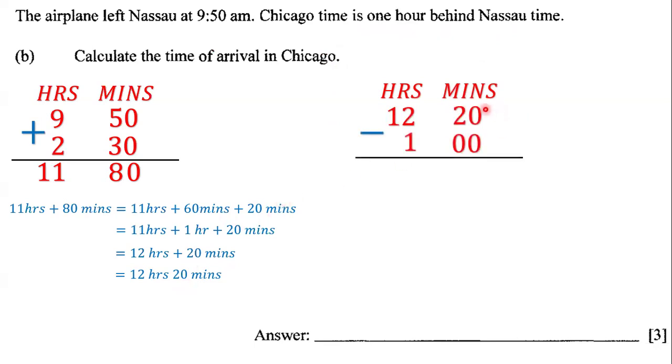And so we have 0 minus 0, which is 0, 2 minus 0, which is 2, 2 minus 1, which is 1, and 1 minus 0 is 1. So that means that we have 11:20. And so that means that the time of arrival in Chicago is actually going to be 11:20 a.m. And that's the answer to this question, 11:20 a.m.